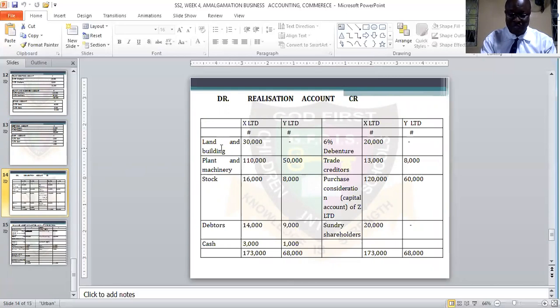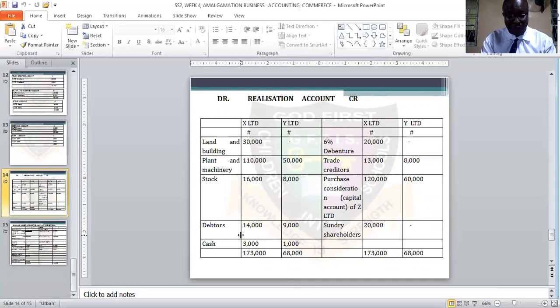So for the debit side, we have land and building, 30,000 naira for S limited. For Y, we don't have anything. So plant and machinery, 110,000 naira, and for Y is 50,000. Stock, 16,000 naira, while for Y limited is 8,000 naira. Debtors is 40,000 naira for S limited, then Y limited is 9,000 naira.